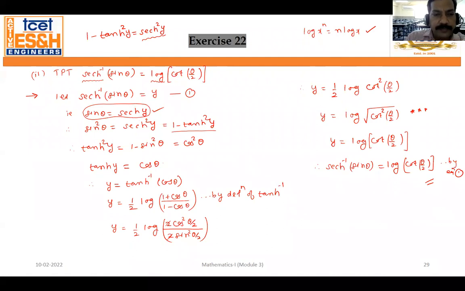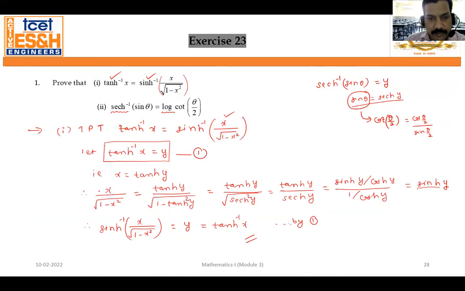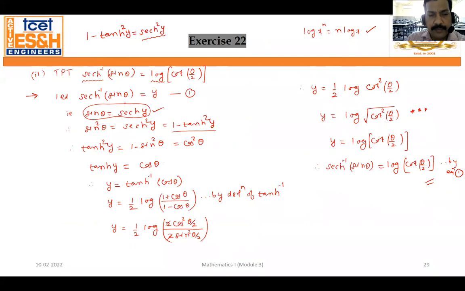See, because we cannot directly apply the definition of sec hyperbolic inverse, since we have not learned what is the definition of sec hyperbolic inverse. We only learned the definitions of sin hyperbolic, cos hyperbolic and tan hyperbolic inverse. So since we do not know the definition of sec hyperbolic inverse, that's why I first converted it to sec, then linked sec with tan, and then applied the tan hyperbolic inverse definition.